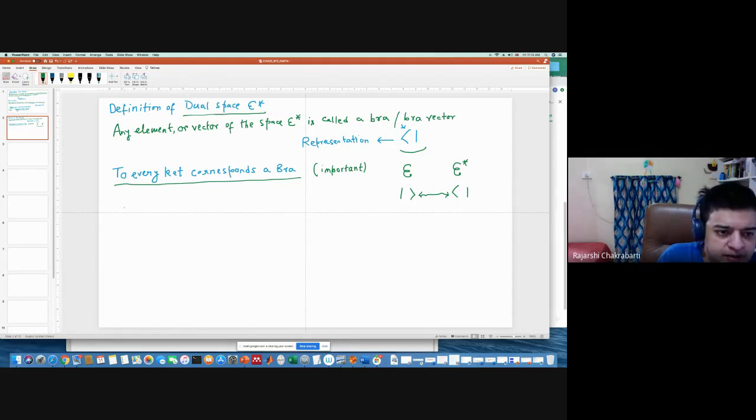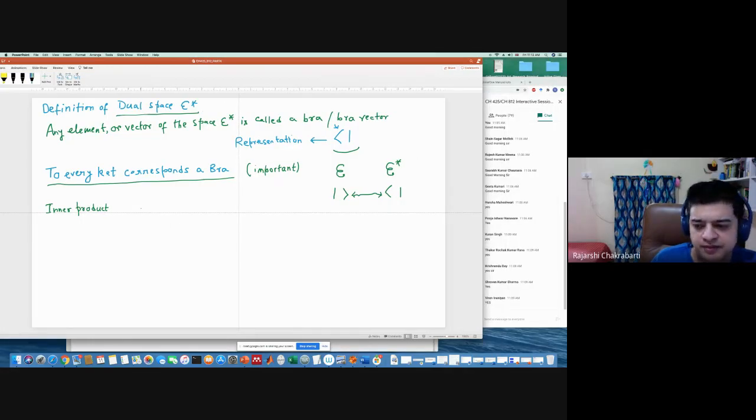So let me write down something which we introduced in the last class. This is called the inner product. How many of you remember the inner product? There's another name to that. What is that? Can you write down in the chat box? Yes, scalar product. It's called the scalar product.